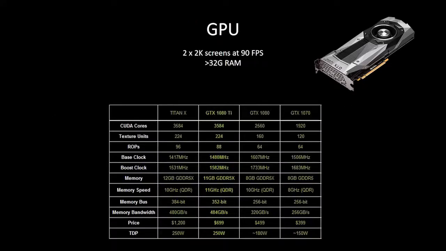So what we're talking about really is 2K screens at 90 frames a second. That's the recommended frame rate, and 2K screens. We're asking a lot of our video cards.